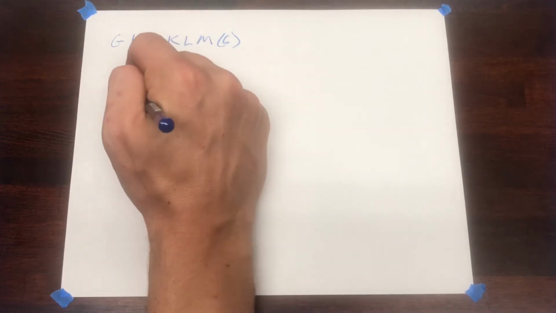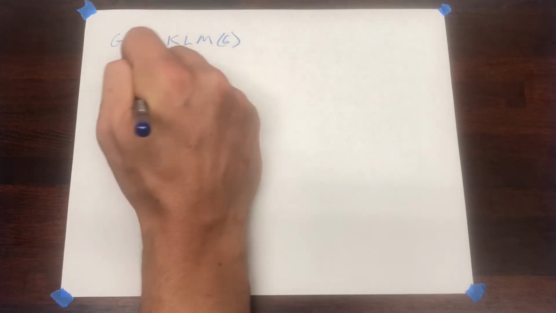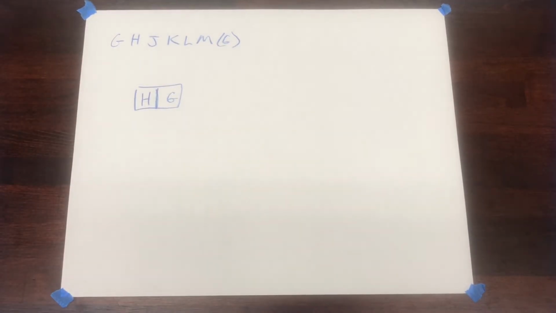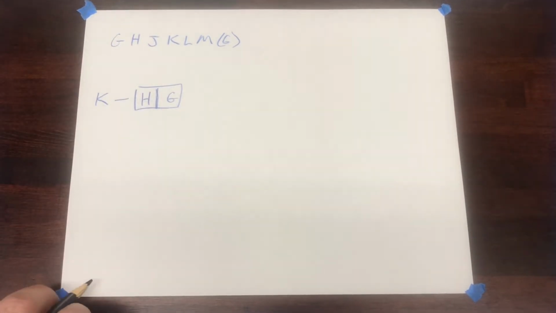G has to be immediately after H. So we're going to put an H, we're going to put a G, we're going to box those in together, and that rule is done. K has to be earlier than G. So we're going to put K before H and G.